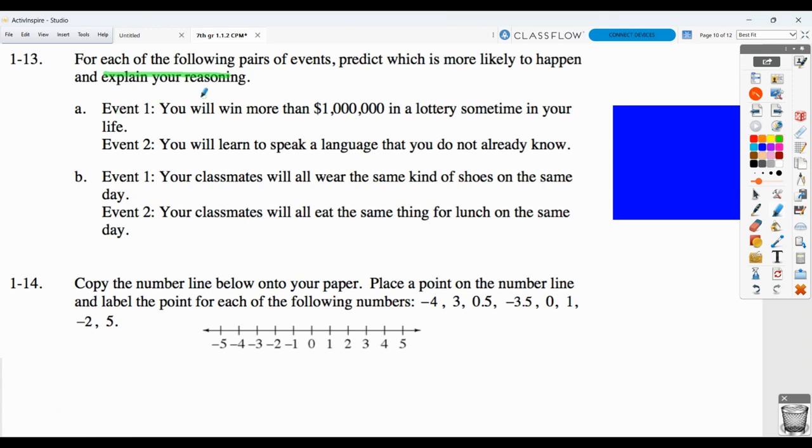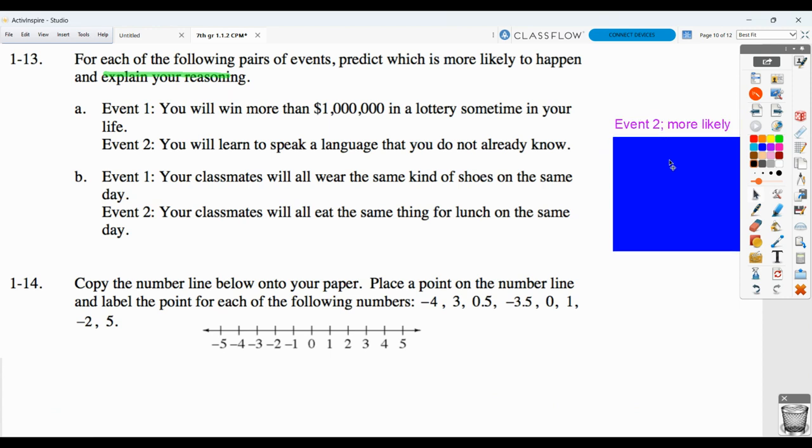Okay, well, that's obviously pretty rare. Event 2, you learn to speak a language you don't already know. So you might think that is also fairly rare, although in our district, maybe not, because we have Spanish classes available to you. And in high school, you can even take through distance learning, maybe French classes or another language. So event 2 would certainly be more likely.